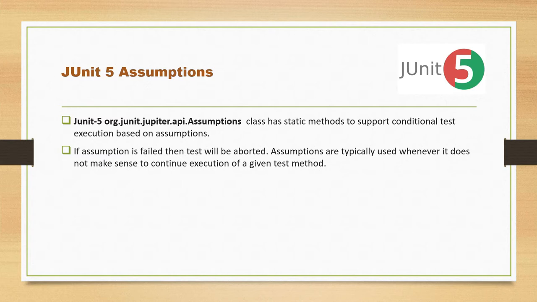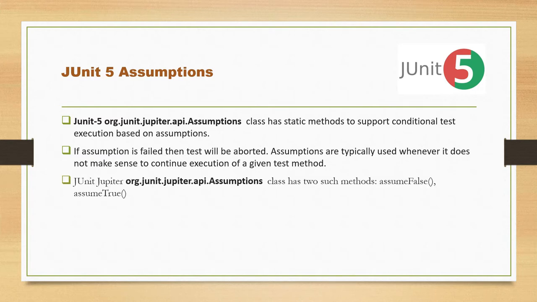Assumptions are typically used whenever it does not make sense to continue execution of the given test method. So based on assumptions, it will be decided whether the test will proceed to run or not. The JUnit Jupiter Assumptions class has two such methods: assumeFalse and assumeTrue, right?